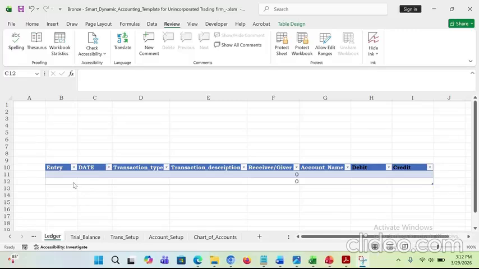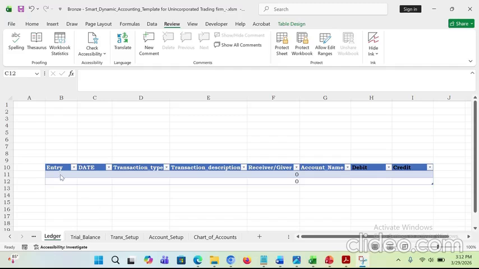As you can see on your screen here is the bronze version of the smart and dynamic accounting template. It is a less sophisticated and less complex template, specifically designed for those that cannot afford the upper versions of the template, which are the platinum, the gold, and silver. So this one is quite cheap and affordable and straightforward. It has basically two major features, which are the ledger and the trial balance. So we are going to do a demo of how it works.